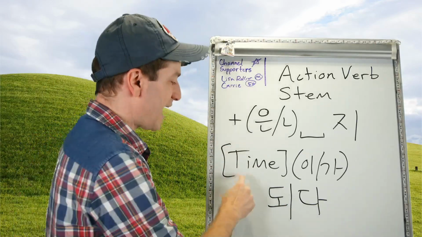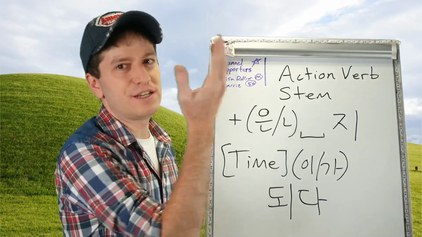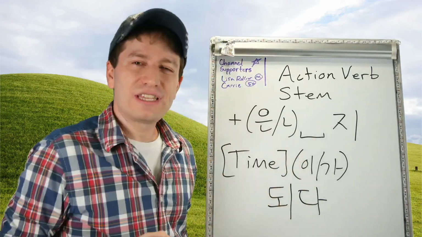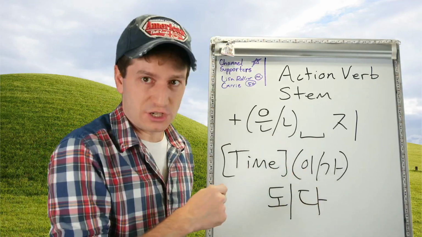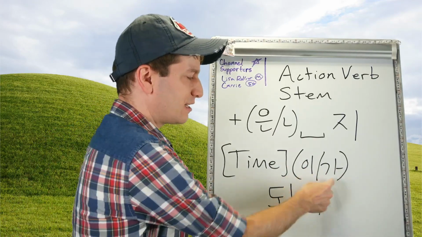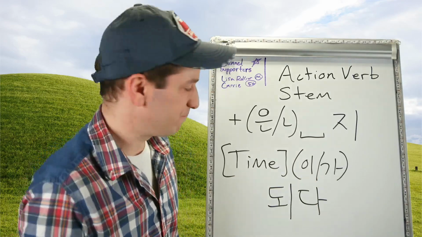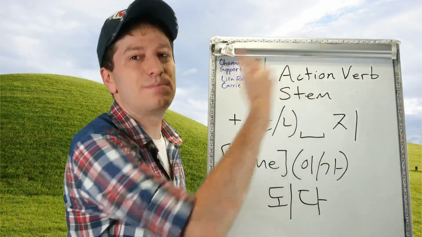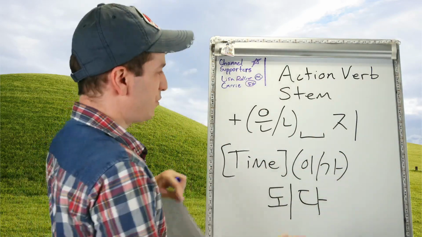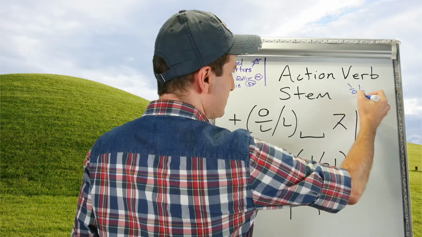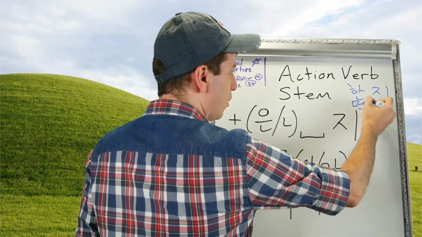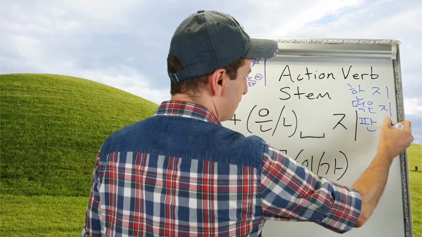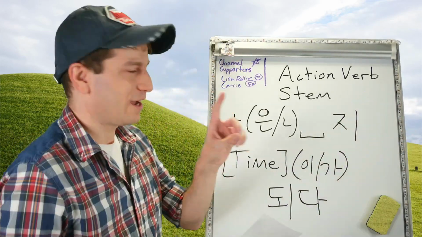Next thing you do is you attach an amount of time. So this could be 1 year, 1 day, a week, a month, hours, minutes, anything like that. Then you'll attach the subject marker, which is optional. So that would be 이 after a consonant or 가 after a vowel. Finally, you attach the verb 되다 and you conjugate that into the past tense. So if you have the verb 하다, it would become 한 지. 먹다, to eat, will become 먹은 지, 팔다, to sell, will become 판 지. Like that.